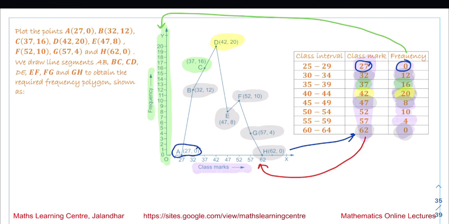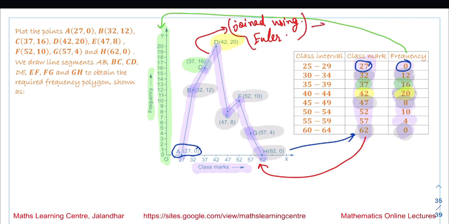Then in the final step, we have to join all these points using a straight line. We have joined A, B, B, C, C, D, D, E, E, F, F, G and G, H. All these points we have joined using the scale, that is, we have to join all these with straight lines. Now this is the required polygon.